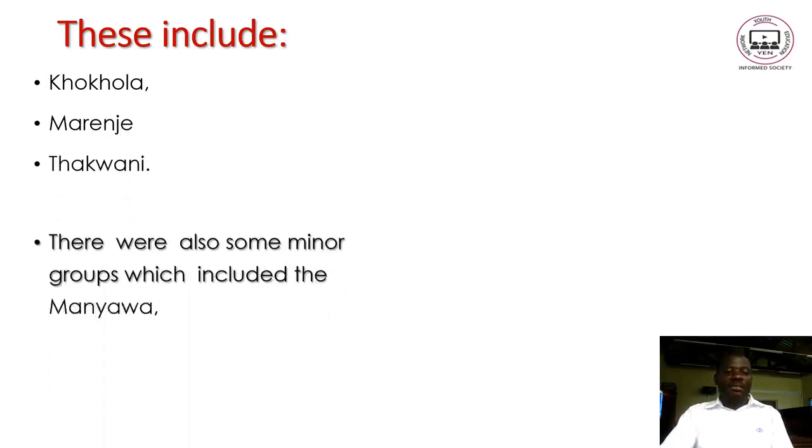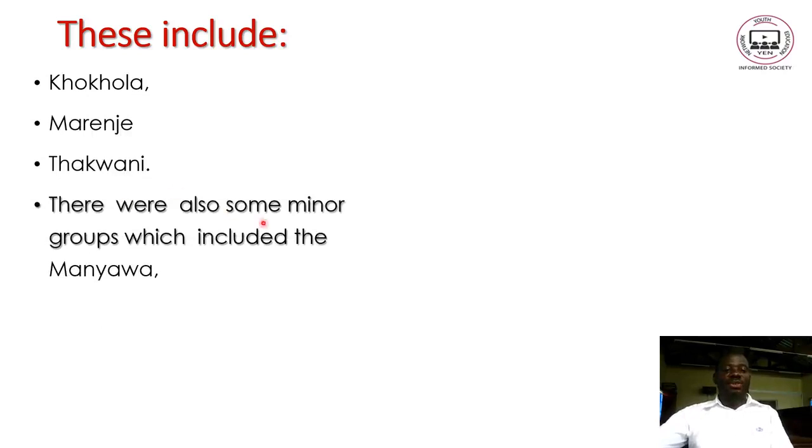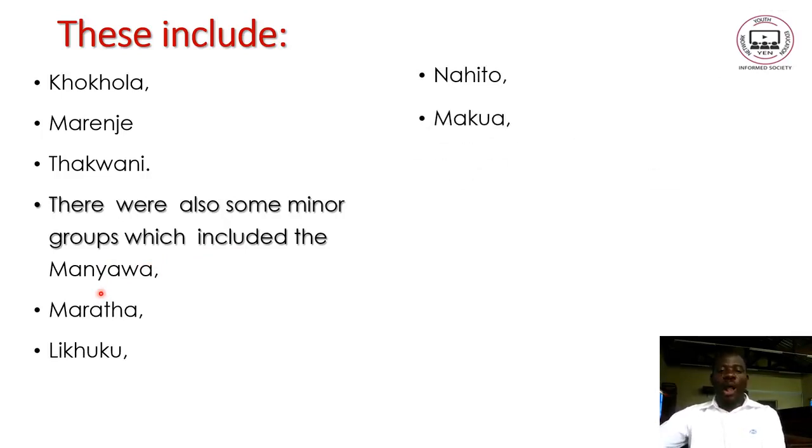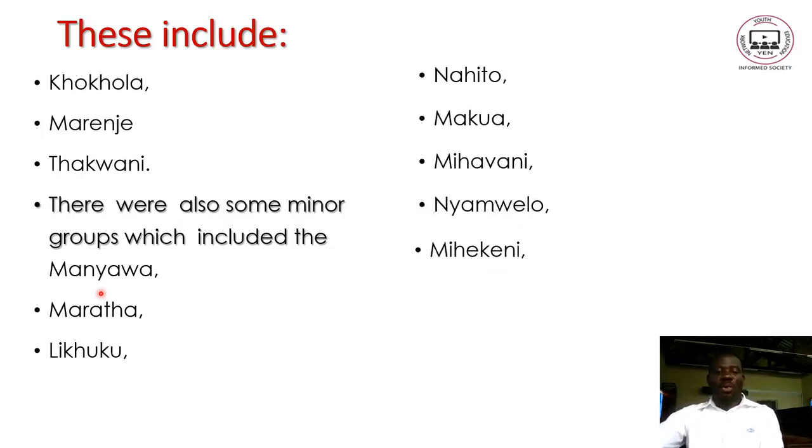So who are these groups? The groups include the Kokola, there are also Marenje, Takwani, and there were also some minor groups which included the Manyawa, Maratha, Likuku, Nahito, Makua, Mihavani, Nyamwelo, Mihekeni, Malokotera. All these groups were there, the groups of the Lomwe.